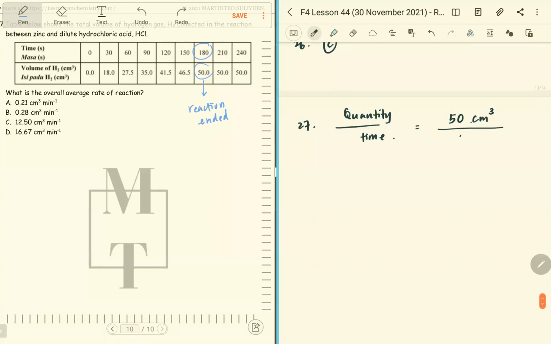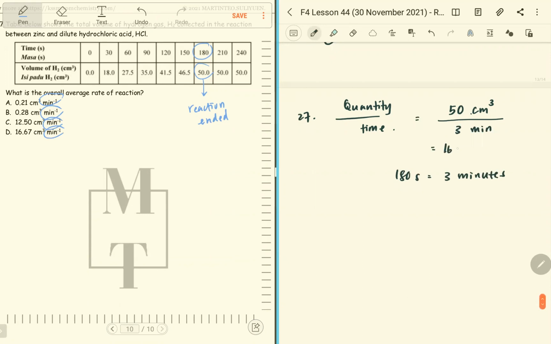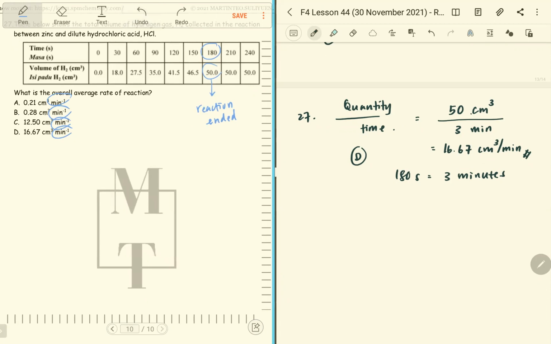So you want to take 180 seconds, but here there's a problem because when you see the answer, your unit is in terms of minutes. So you cannot use seconds. You will have to convert your 180 seconds to 3 minutes. So I divide by 3 instead. If you divide by 180, you will get a wrong answer. So 50 divided by 3, I will get 16.67 cm³ per minute. So answer is D. Don't be careless. If you don't take it as minutes and divide by 180, you will get answer B, which is wrong. So be very, very careful with the units.